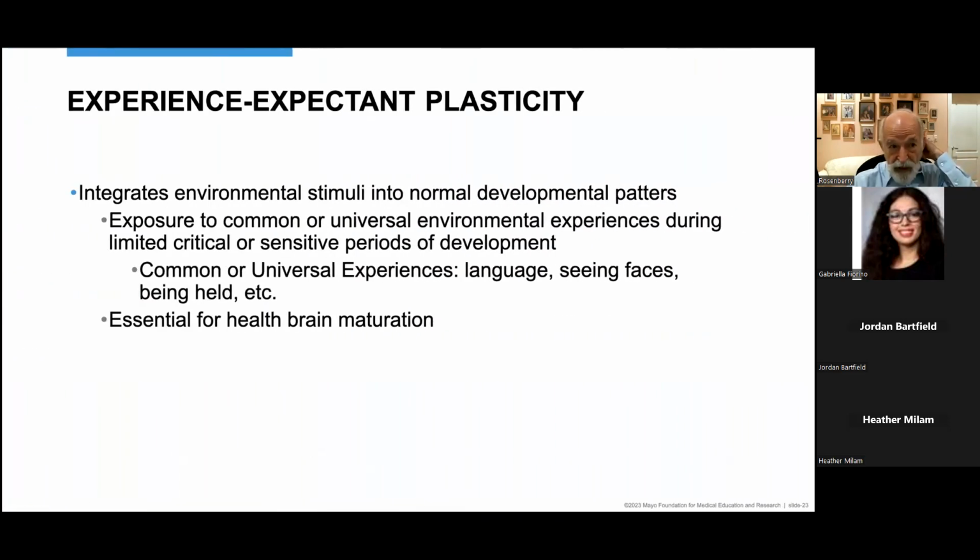Experience-expectant plasticity integrates environmental stimuli into normal developmental matters. It involves exposure to common or universal environmental experiences during limited critical or sensitive periods of development, such as seeing language, seeing faces, and being held.